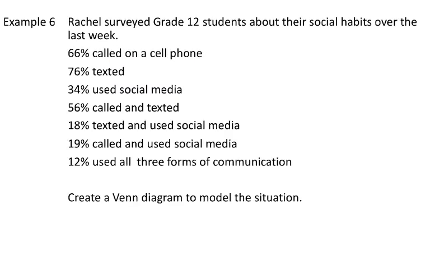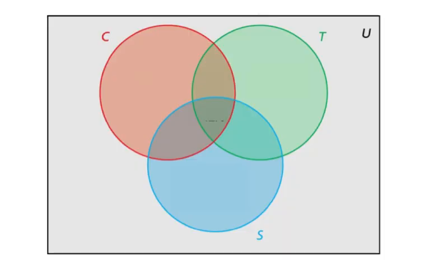Making this a little more complicated, now we have 3 different groupings, 3 different sets. We have calling on a cell phone, texting, and using social media. And we have various data. 66% called on a cell phone, 76% texted, and we can see all the way through. The Venn diagram is going to look something like this.